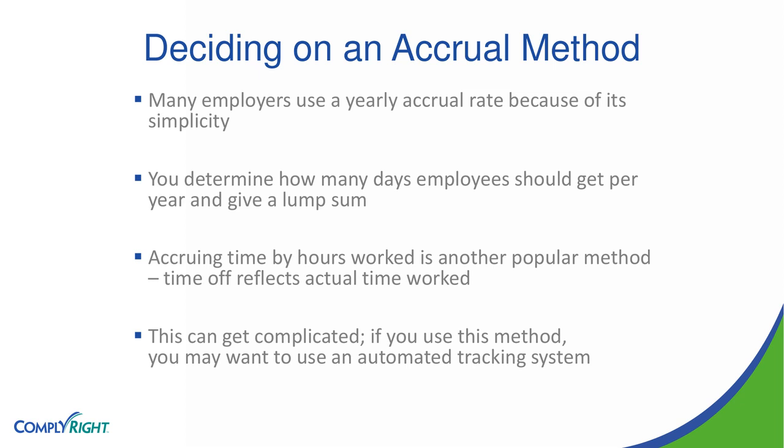Now, talking about deciding an accrual method. If you're setting up a PTO program, you also need to decide on an accrual method. And that's going to be asking yourself, how are my employees going to accrue time off? Many employers actually use a yearly accrual rate because of its simplicity. You determine how many days employees should get per year, and then you give them a lump sum. For example, every January 1st, your employees get 15 PTO days to use throughout the year. Very easy to keep track of.